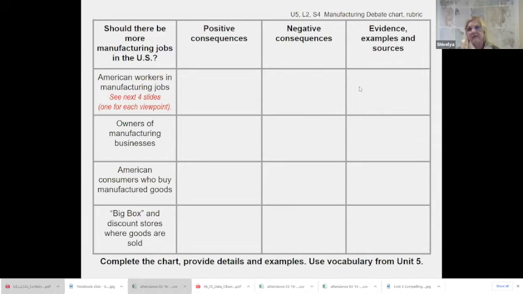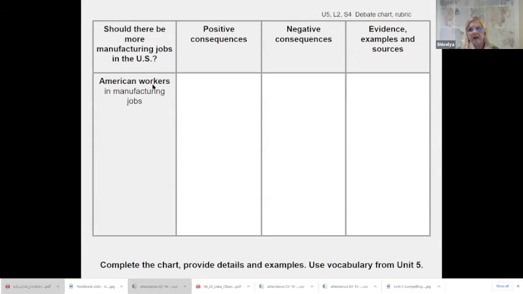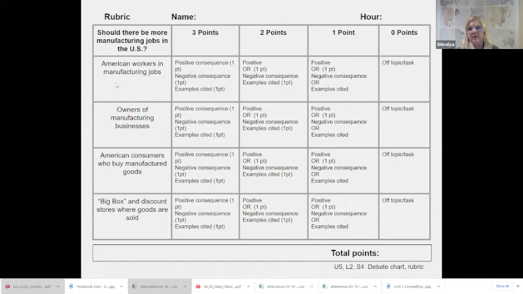and give evidence of it. If we continue on, it's broken down so that you could give this out to all of the students that are identified as the workers, the owners, the consumers, and then those that own the big box stores. We did include a rubric that goes along with it.